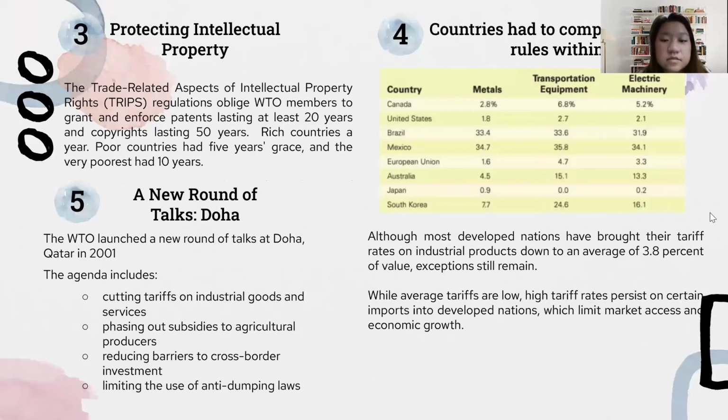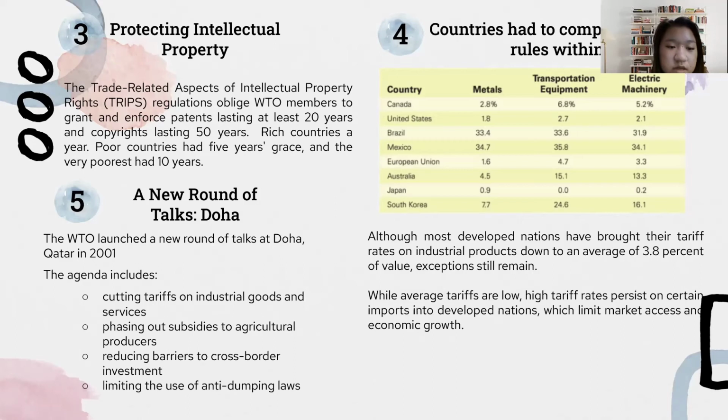And the third is protecting intellectual property. Another issue that has become increasingly important to the WTO has been protecting intellectual property. The trade-related aspects of intellectual property rights, or TRIPS regulation, oblige WTO members to grant and enforce patents lasting at least 20 years and copyright lasting 50 years.